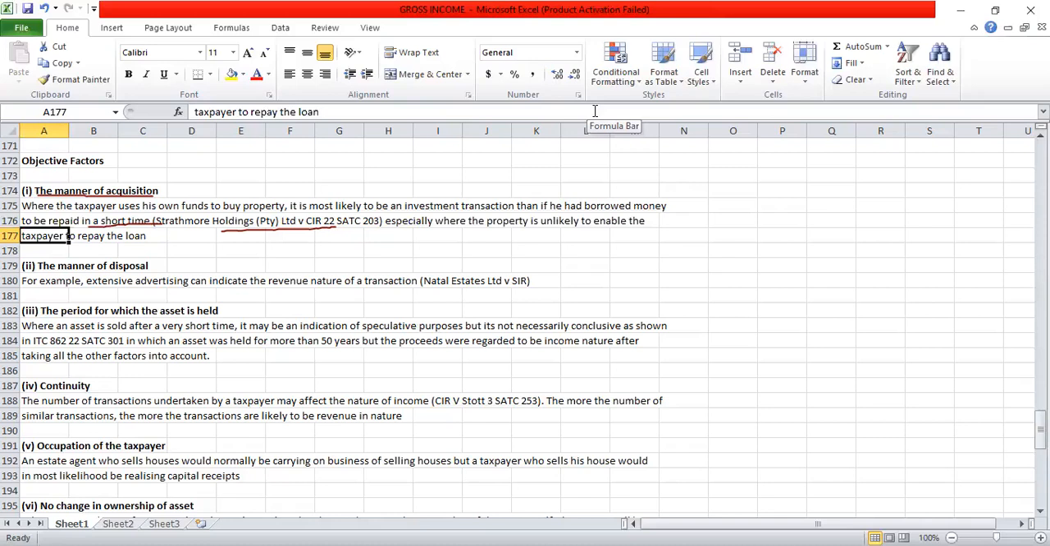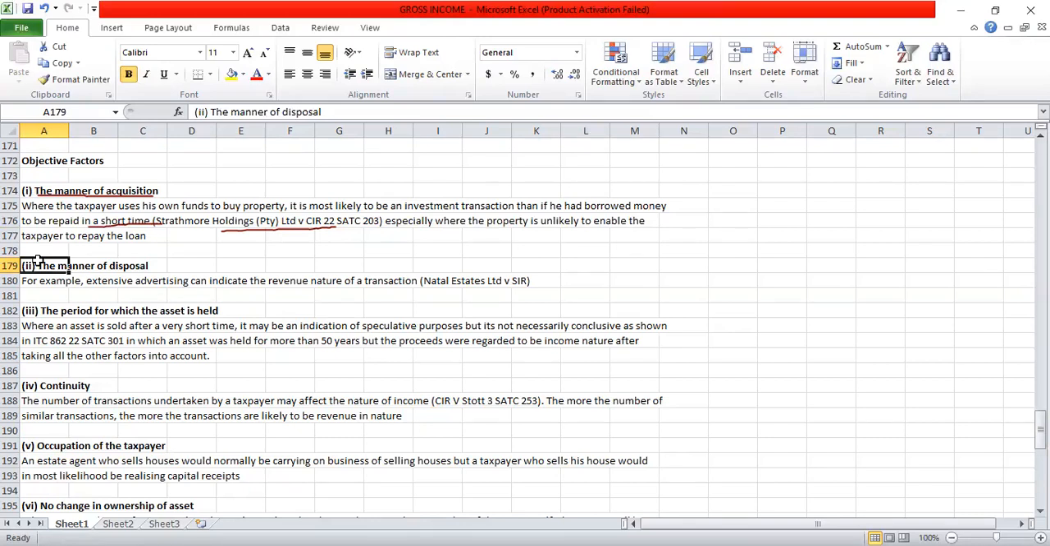And the loan was for a month. So it can be seen that it was well calculated, that you knew that within a month you could sell that asset because your business could not sustain that short-term loan. Right. The manner of disposal. If you buy an asset and immediately you are very busy advertising it, that can show that you really wanted to sell it.